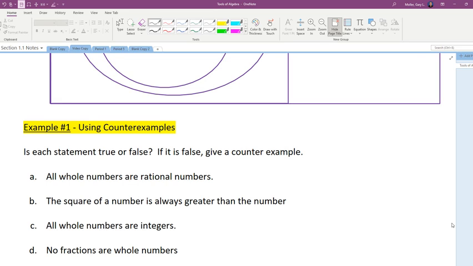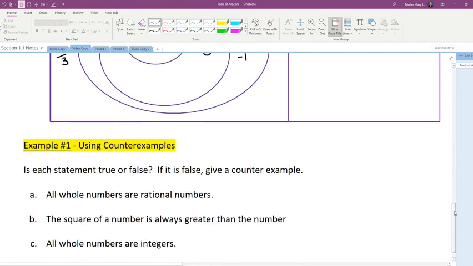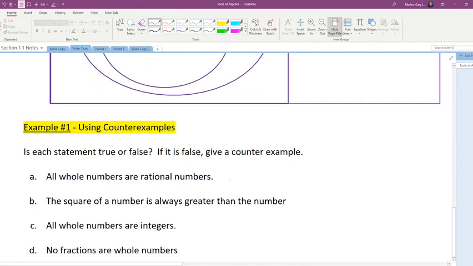All whole numbers are rational numbers, true or false. And that would be true. Every number that's a whole number is going to fit inside this whole number circle. Okay, everything is going to be inside of a whole number. And those all are contained within rational numbers. So quite clearly, I hope, this is a true statement.